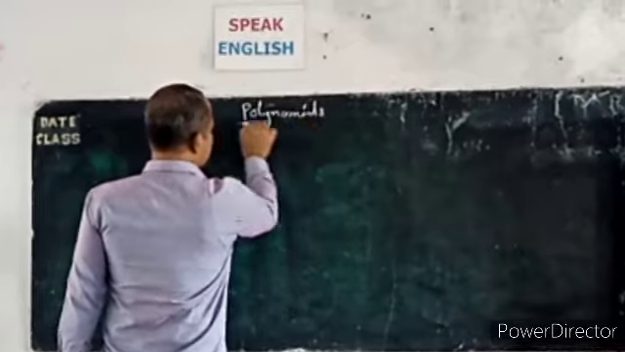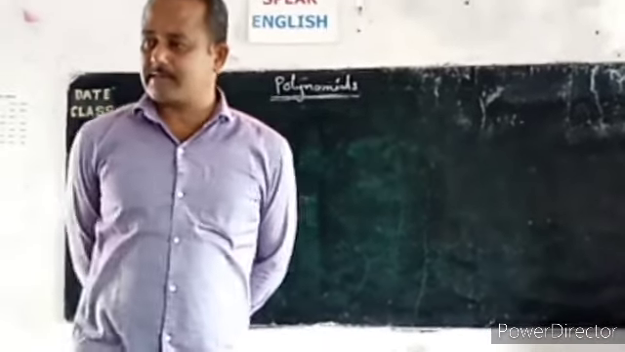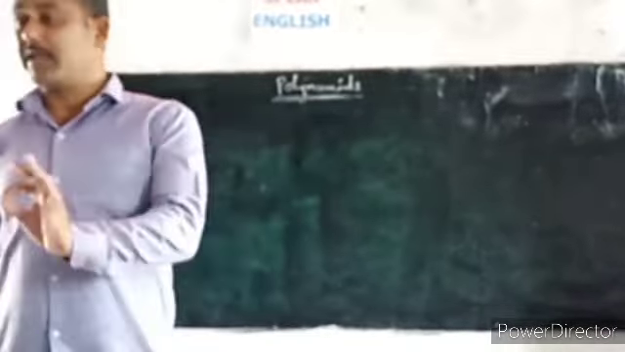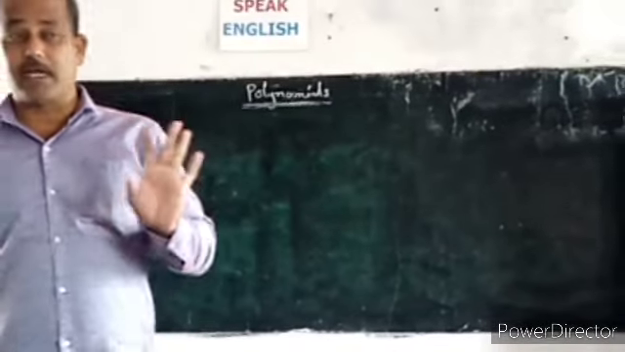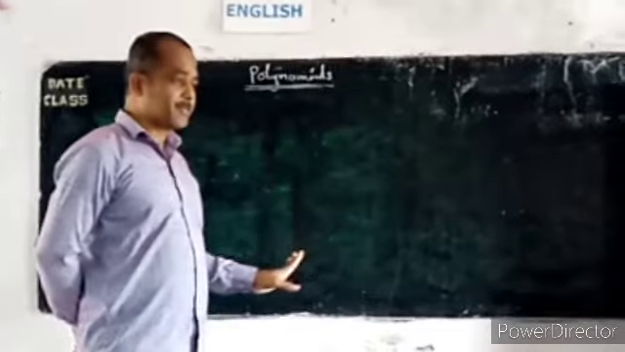Today we are going to discuss polynomials. What is a polynomial? A polynomial is an algebraic expression having variable x with no negative integer as the exponent. No negative integer as the exponent is nothing but a polynomial.